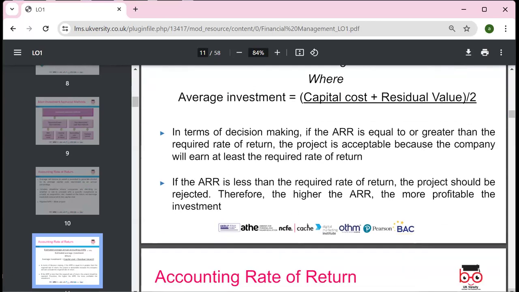Okay, in terms of decision making, if the ARR is equal to or greater than the required rate of return, the project is acceptable because the company will earn at least the required rate of return. If ARR is less than the required rate of return, the project should be rejected.